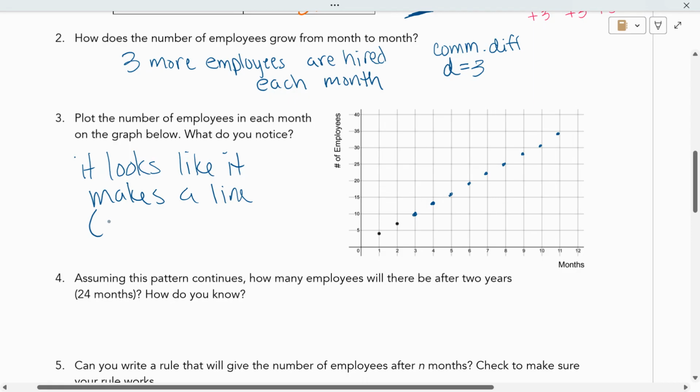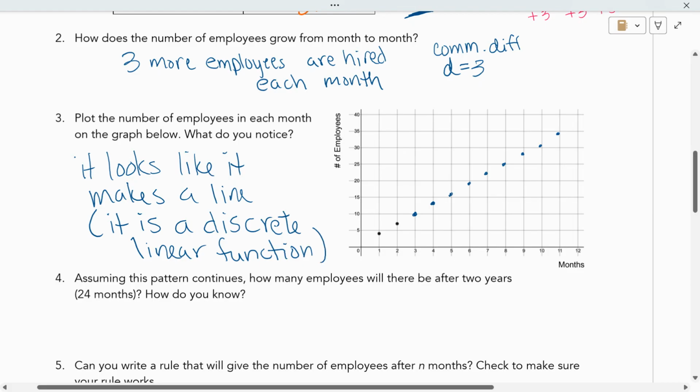The only difference is it is a, that's that word you couldn't think of, discrete linear function. It's still linear, but we don't connect it with a line because our inputs, remember, are whole numbers. 1, 2, 3, 4, 5. That's what makes a sequence unique, right? We can't connect the middle pieces. It's just got to stay dots.